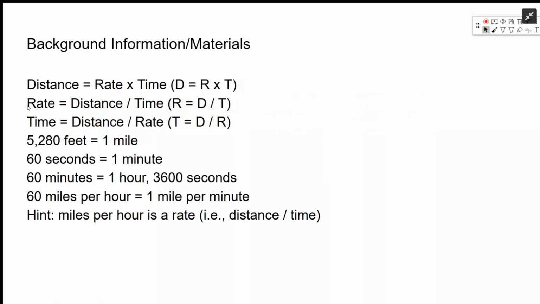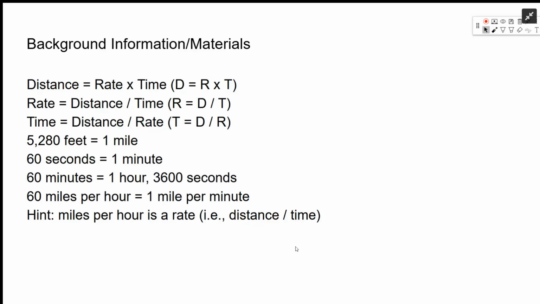If you want to solve for rate, you can switch it around and it would be distance divided by time. If you want to solve for time, you can switch it around again and it would be distance divided by the rate. Whenever you have per in the middle of an expression, it's an indication of rate. So miles per hour, miles per gallon, cost per day, those are all examples of rate. So keep that in mind as we're going through the problems today.